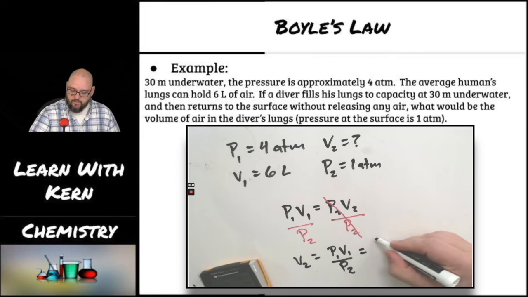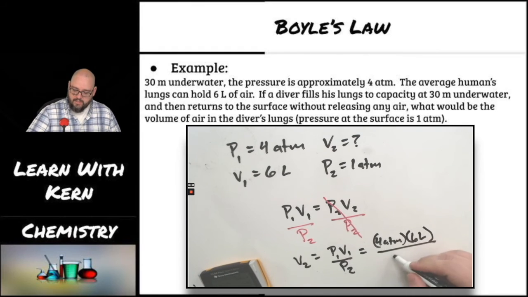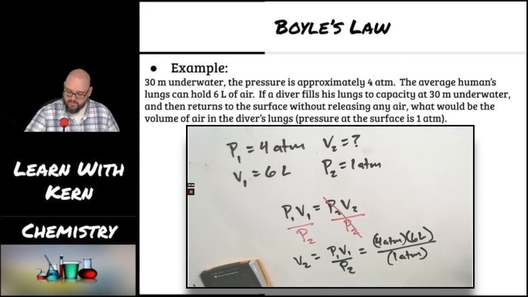So then I can just plug in my numbers. P1 was 4 atmospheres, V1 was 6 liters, and P2 is 1 atmosphere. And I didn't point this out on the previous example, but you'll notice that atmospheres cancel, and the unit you're left with is liters. So what this means for you is it does not matter what the unit of pressure is as long as they are the same. Same thing with the volume. It doesn't matter what the units of volume are as long as they are the same.